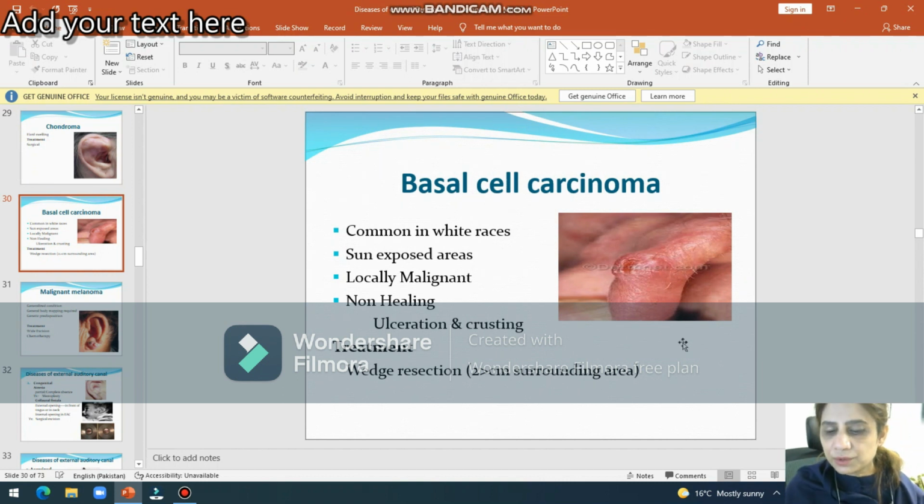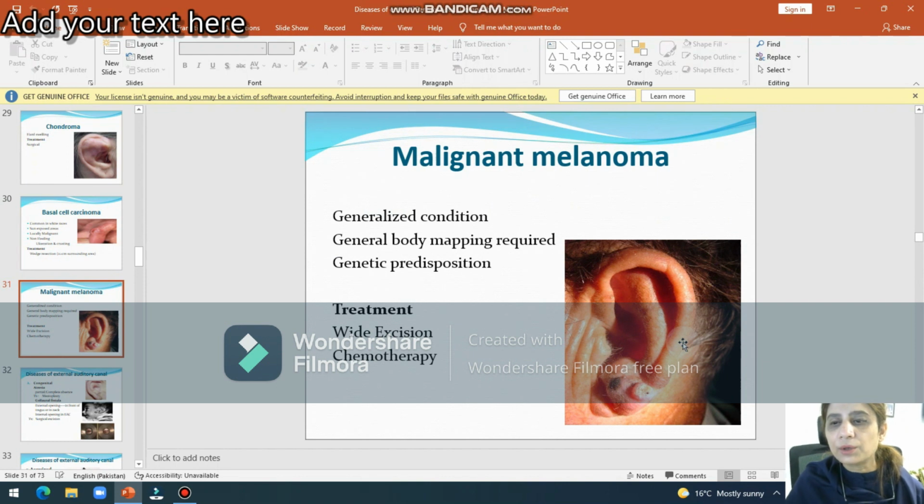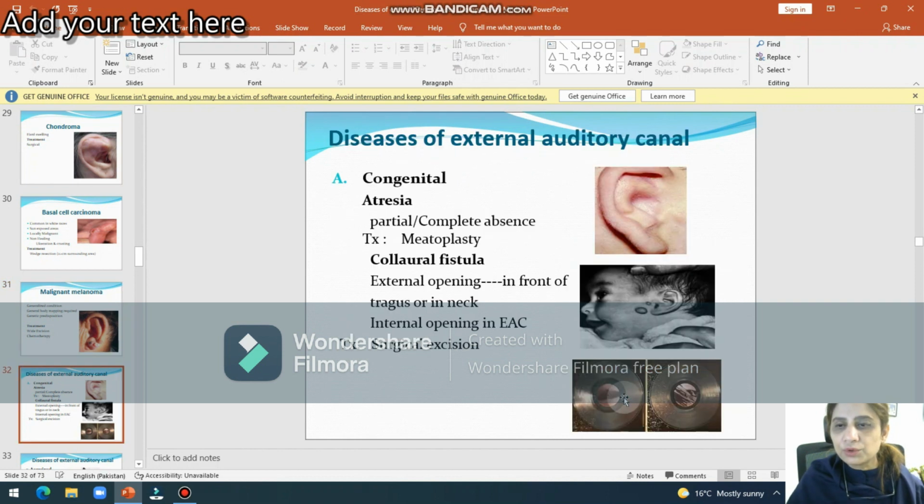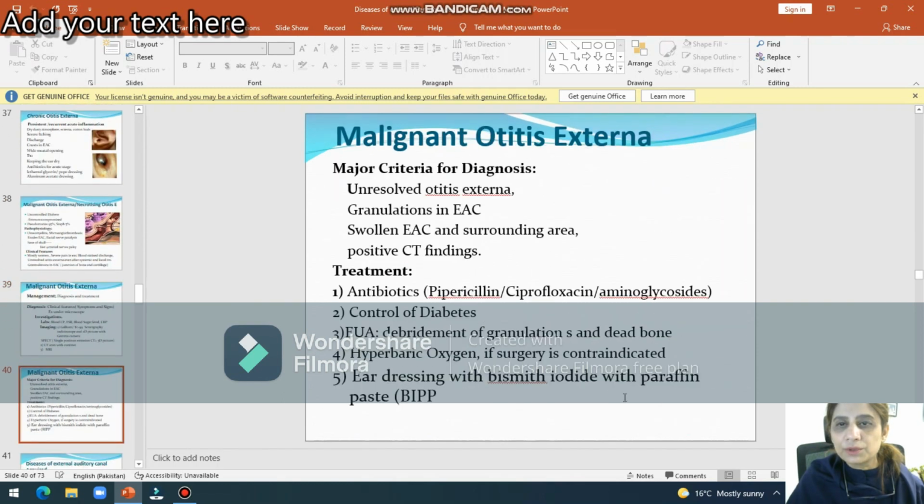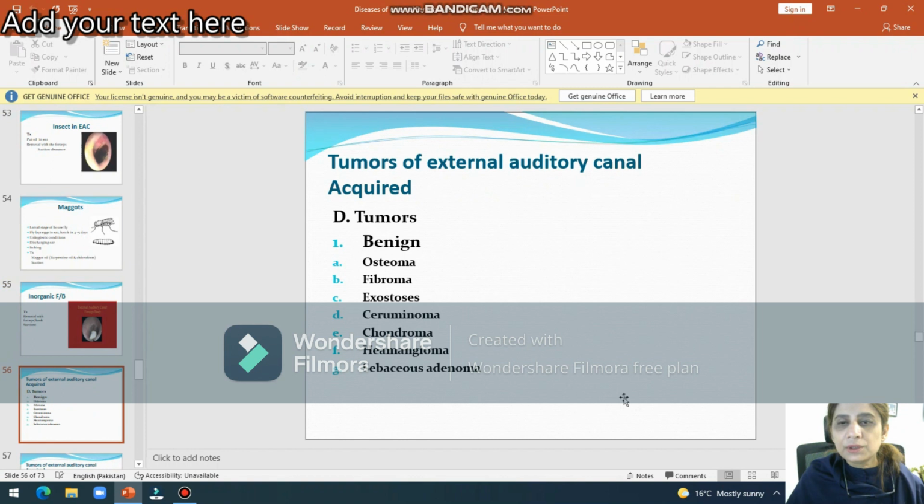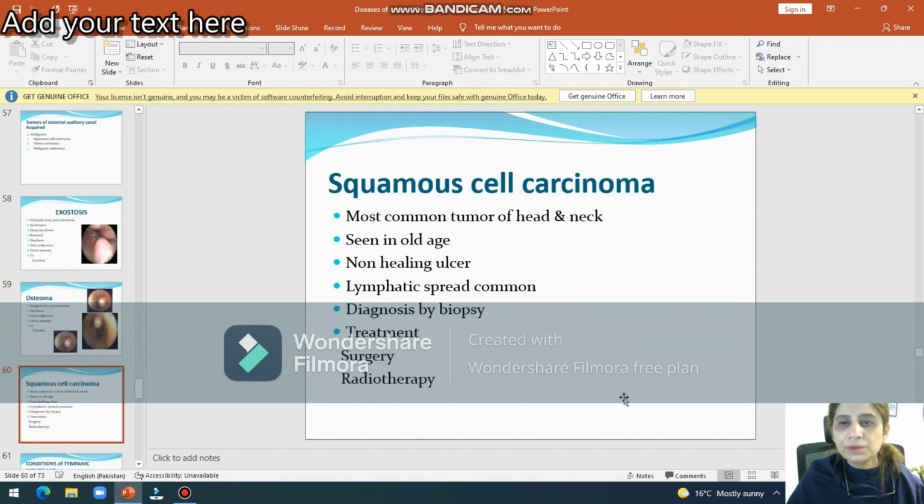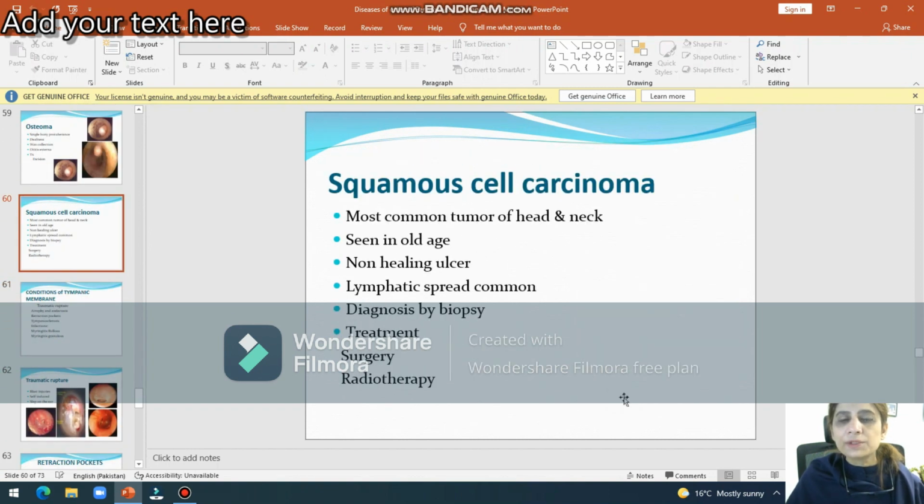So you can also see a non-healing ulcer in the external auditory canal. Melanoma, deep, you will see pigmentation, and this is a highly malignant tumor. So you will see the metastasis of the tumor. So in this one, diagnosis and histopathology of the tumor: in squamous cell carcinoma, lymphatic spread is more.